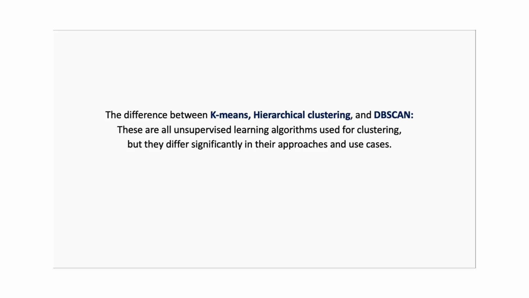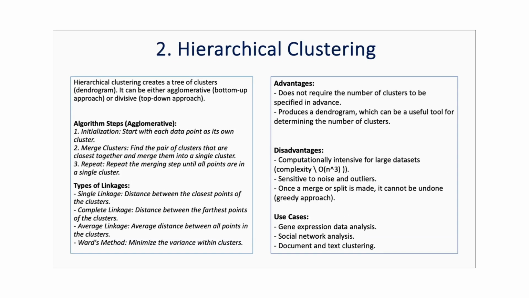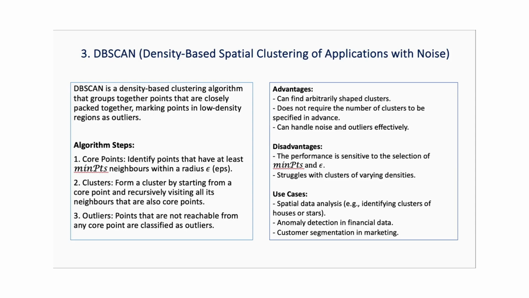The difference between K-means, hierarchical clustering, and DBSCAN clustering. These are all unsupervised learning algorithms used for clustering, but they differ significantly in their approach and use cases. Here I have shared detailed information for each model type, so for now I'm skipping them. If you want a review, you can pause the video and take a look.